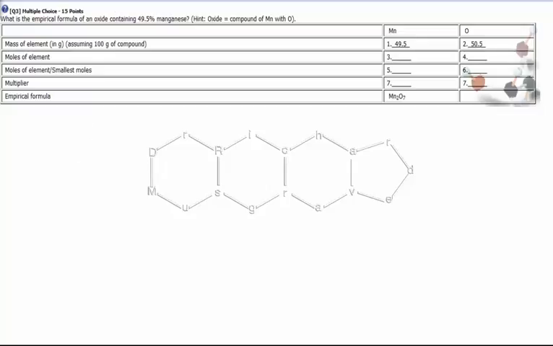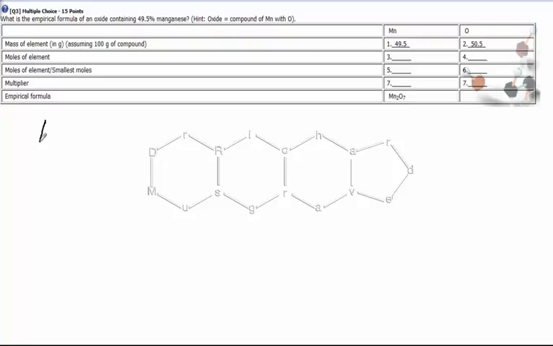Okay, so for this one we're looking for the empirical formula of an oxide containing 49.5% manganese, and what we've got here is 49.5% manganese in an oxide, which means that it's a compound containing manganese and oxygen. So if it's 49.5% manganese, the rest of it, 50.5%, must be oxygen. So what we'll do first is we assume that if it's 49.5% manganese, that if we had 100 grams of the compound, that 49.5 grams of that 100 grams would be manganese. That means the rest of it, 50.5 grams, would be oxygen.